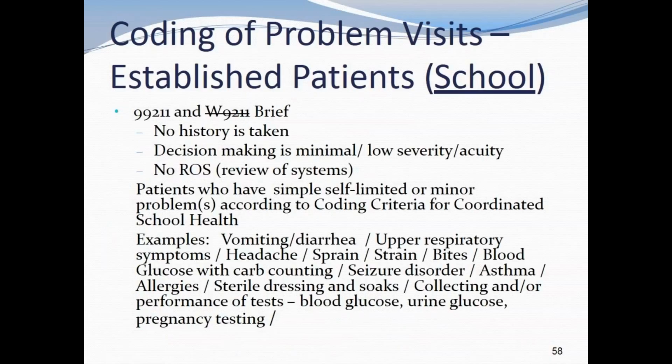And then, of course, for school, we have 2 that you can actually code. For some reason, I took it out on the school, but not on the other ones. But anyhow, sorry about that, people. So the 99211 is what you can do. This is for your patients that have simple, self-limited, or very minor problems according to the coding criteria for coordinated school health. And I give you all your examples right there.